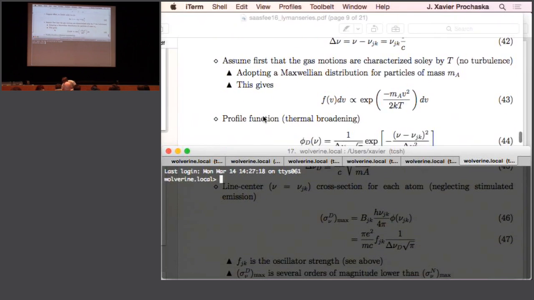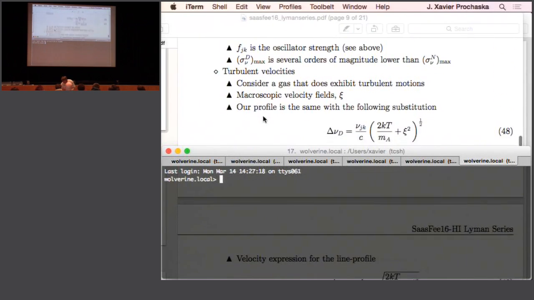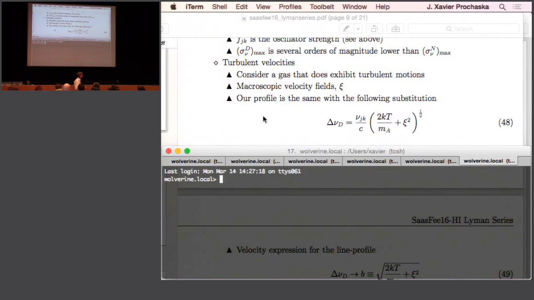That gives rise directly to a line profile for Doppler broadening, which has the form of a Gaussian, essentially, and a characteristic width in frequency space given by equation 485. So that is, in a nutshell, the Doppler line profile. You can generalize it from a very simple gas with a single temperature to one that has turbulent motions, just by recasting this frequency width in terms of both a temperature term and a macroscopic turbulent term. Otherwise, it's still the same expression as above.